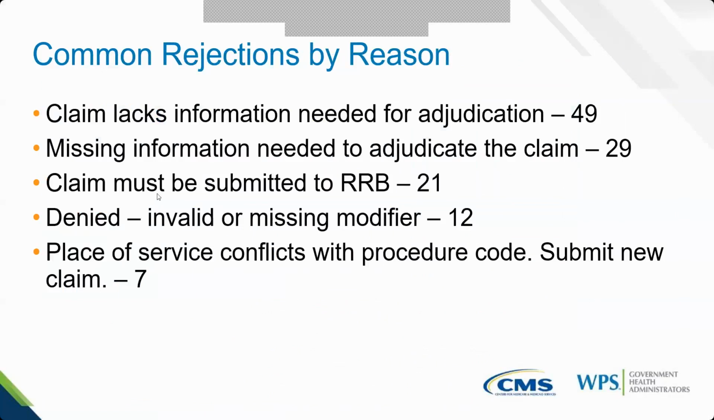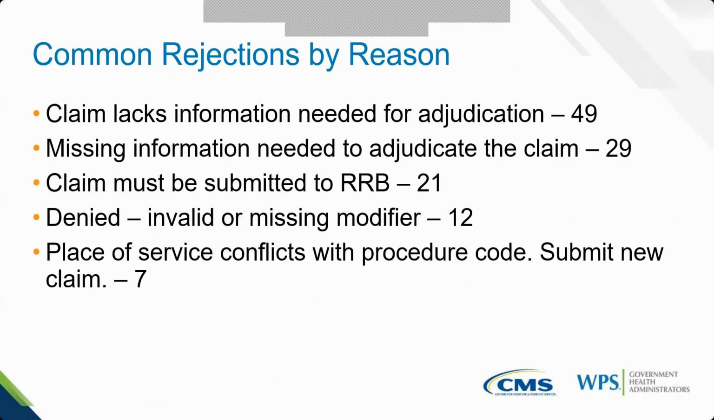So let's get back to those top rejections. You'll notice numbers behind each of these reasons. That's the number of rejections for Specialty 17 claims in our jurisdiction for that time period I talked about, up until the date that the data was last refreshed. Here we go. The claim must be submitted to RRB. RRB stands for Railroad Retirement Board. In this case, the claim came to WPS, but it needs to be submitted to Palmetto. So pretty self-explanatory and easy to figure out.